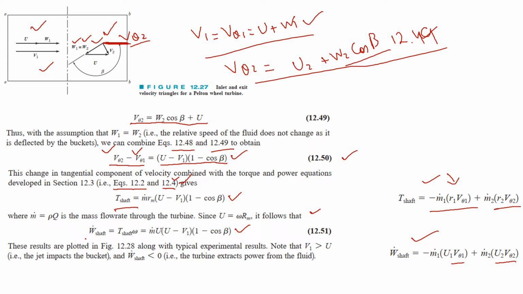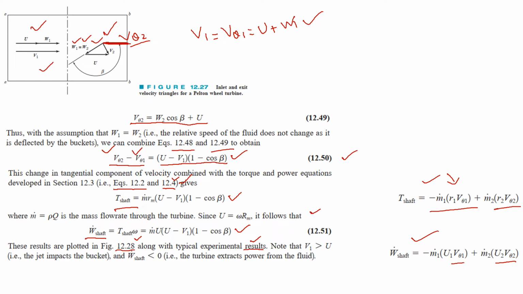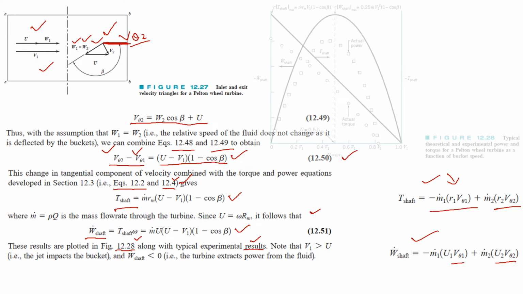So we can also have an equation for our shaft power, and these results are plotted in figure 12.28 along with typical experimental results. One is the data that we get from these equations, and one is the experimental data that we got, and we will plot a graph between the torque, the power involved, and the blade velocity. So now let's have a look at that figure, and then we can discuss some interesting scenarios.